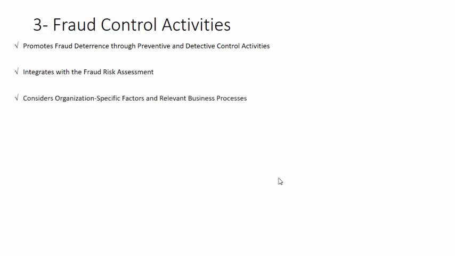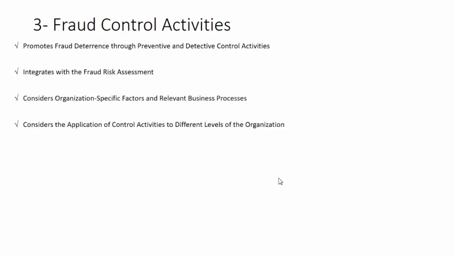We will consider the organization-specific factors and relevant business processes of the organization. So we should consider any unique attributes of the specific organization, any unique attributes of its industry, any unique attributes of its operating environment, and take all that into mind when we put these fraud control activities into play.